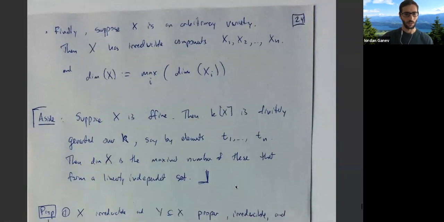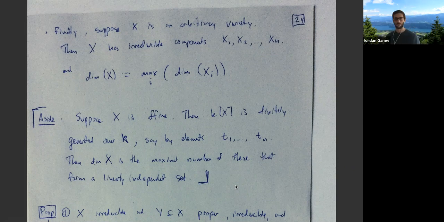And if X is affine, then we can characterize the dimension in terms of the maximum number of linearly independent generators for the affine algebra.